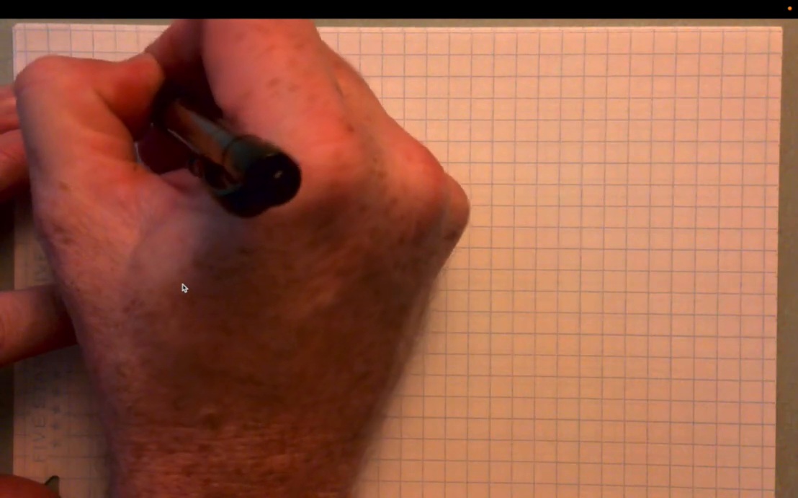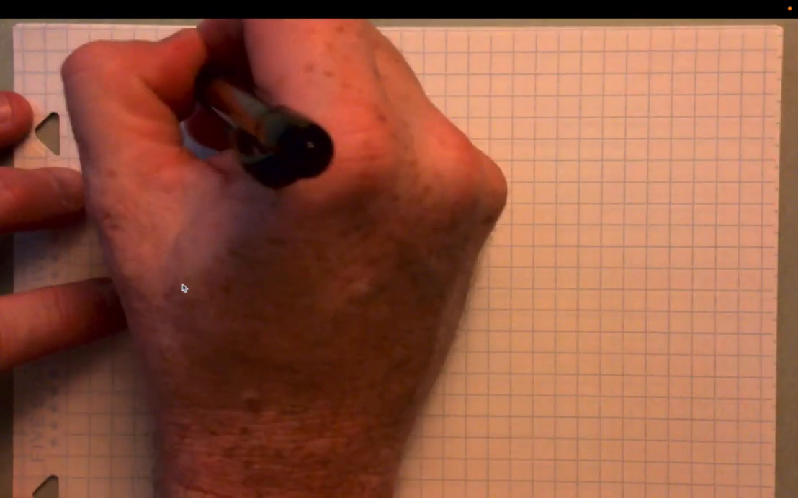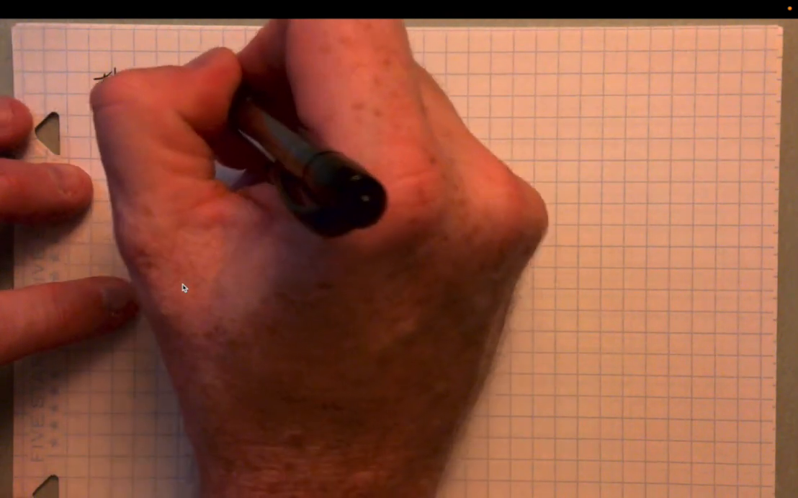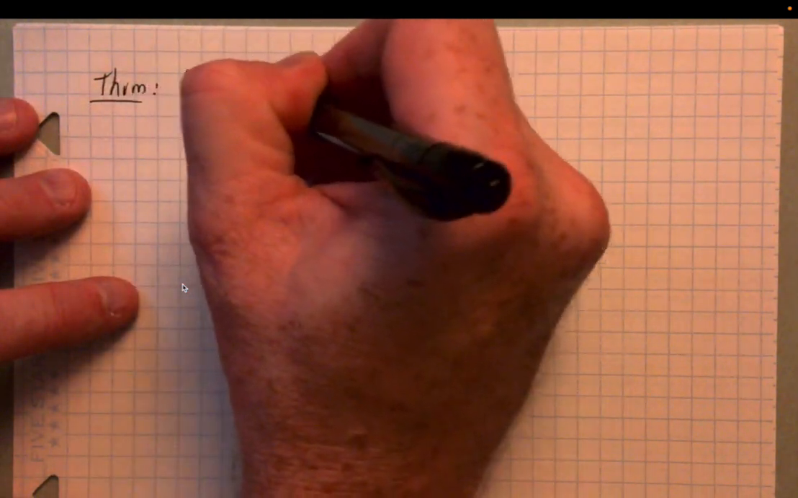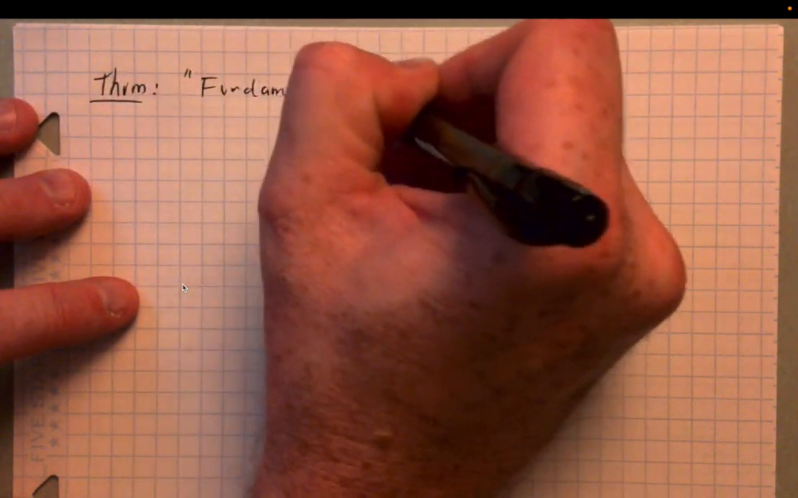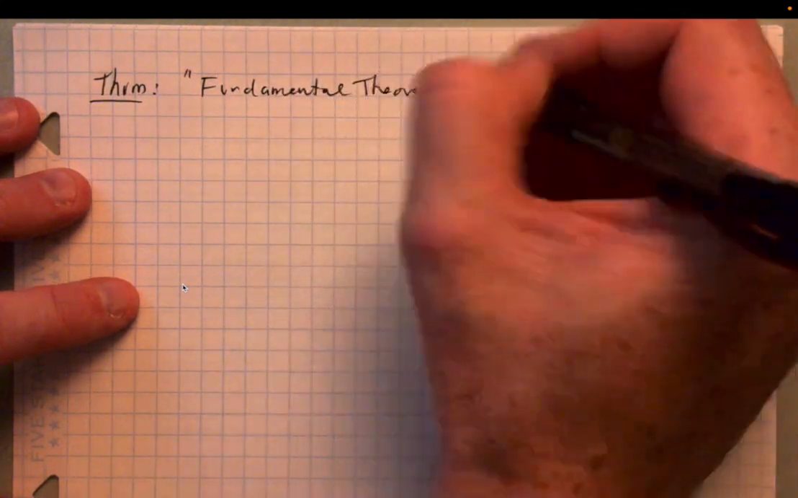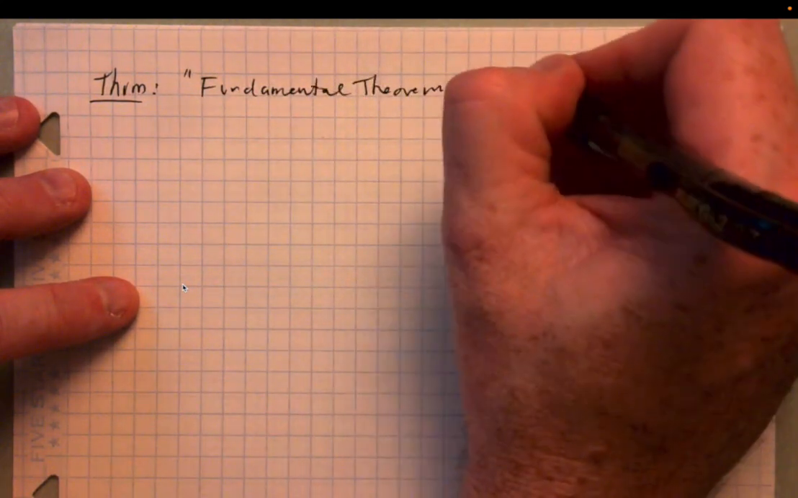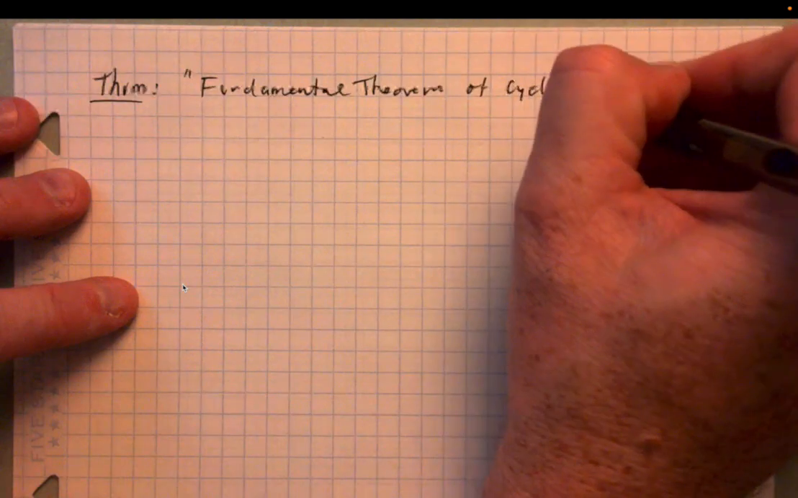The next theorem is kind of the big result, well, one of the bigger results in cyclic groups. It's actually called the fundamental theorem of cyclic groups. And we're not going to be able to prove it just due to time. It might take 45 minutes to write the proof out, but I'll state it and we'll see what it's about. So the fundamental theorem of cyclic groups.